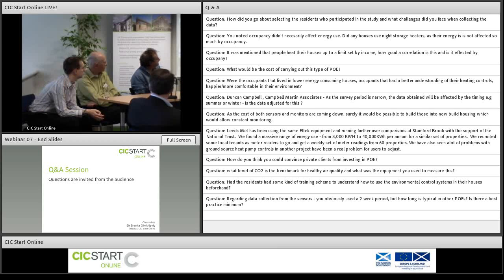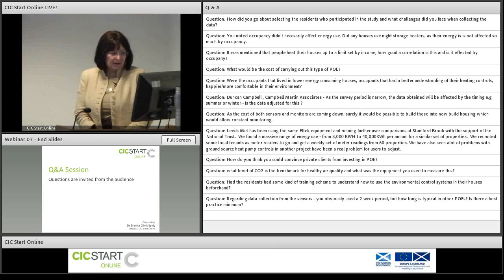Next question from Chris Fowles. Regarding data collection from sensors, you obviously use a 2-week period, but how long is typical in other post-occupancy evaluations? Is there a best practice minimum?